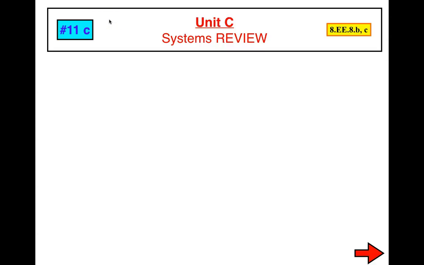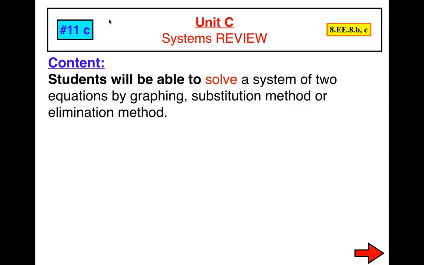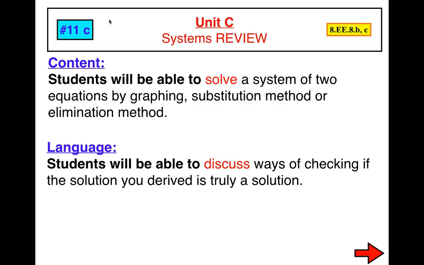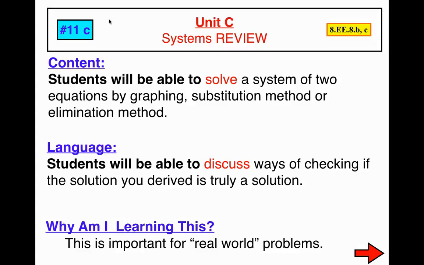Today we are working on some systems review. So our content objective is students will be able to solve a system of two equations by either graphing, using substitution, or the elimination method. Our language objective is students will be able to discuss ways of checking if the solution you derived is truly a solution. And why am I learning this? Well, of course, it's important for real world problems.